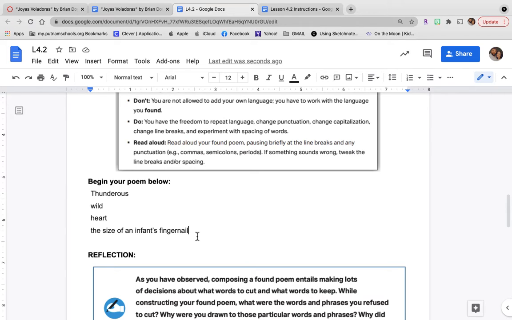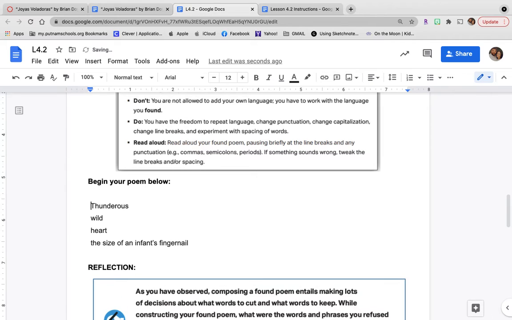But simply put that way, I pulled a line over one phrase from a sentence. And I took it and I broke it up to turn it into my own little poem, Thunderous, Wild Heart, the size of an infant's fingernail. And I'm praising that of the hummingbird's heart. So then I can even title it Ode to the Hummingbird's Heart. And that could be the title of my poem, because it is a poem of praise. And it's all about the hummingbird's heart.